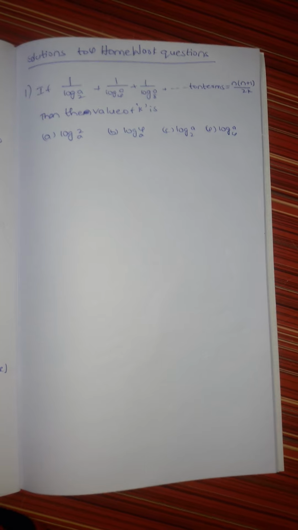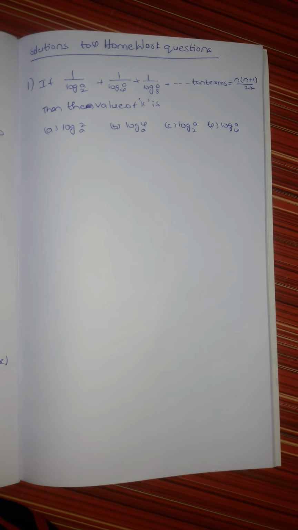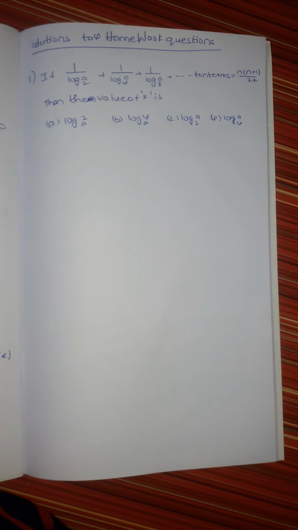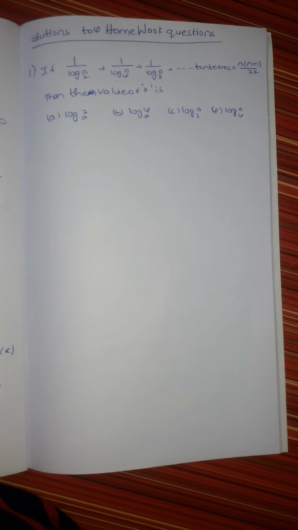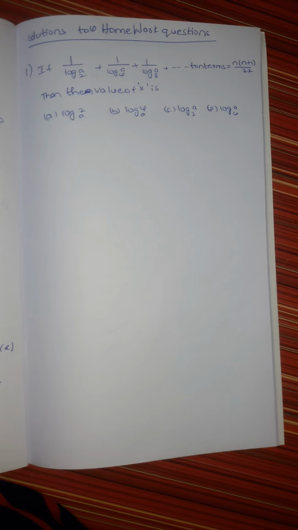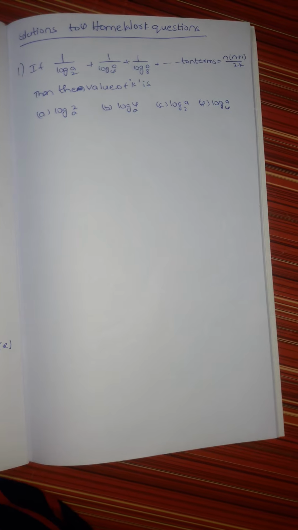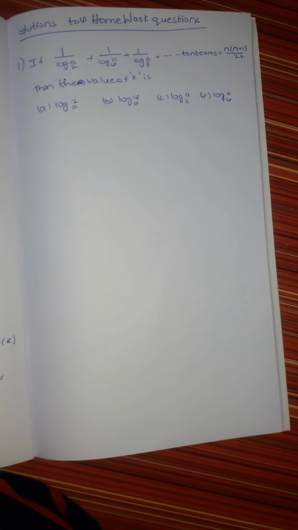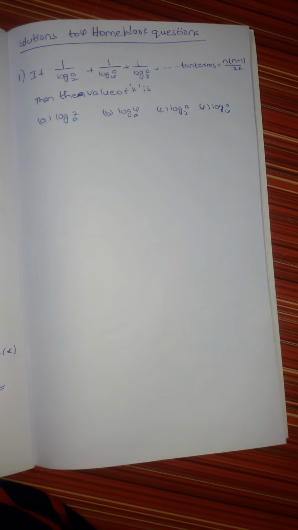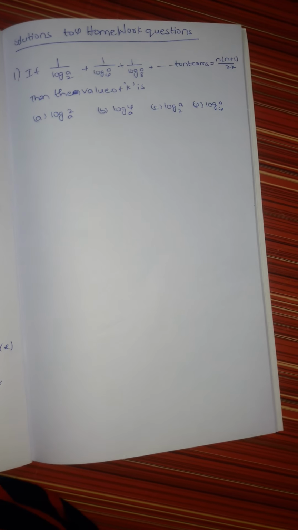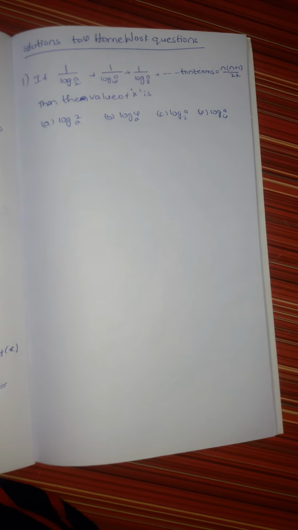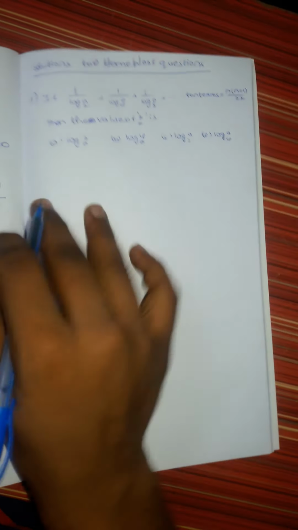And in this video I am going to discuss the solutions to the 4 homework questions given in the previous lecture, logarithms. Let's go into the first question. This is the first question. The question is, if 1 by log a to the base 2 plus 1 by log a to the base 4 plus 1 by log a to the base 8 plus and so on up to n terms is equal to n of n plus 1 by 2k, then the value of k is. That means we should find the value of k.